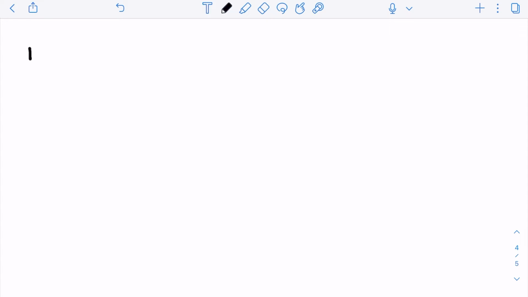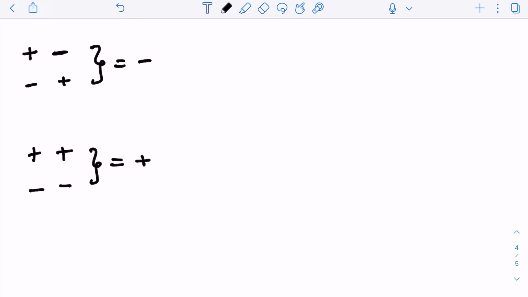If we see a plus and a minus sign, or a minus and a plus, whichever order, this equates to just the minus sign. Whereas if we see a plus and a plus next to each other, or a minus and a minus next to each other, this will always give us a plus sign, right? Okay, let's have a look at some examples.